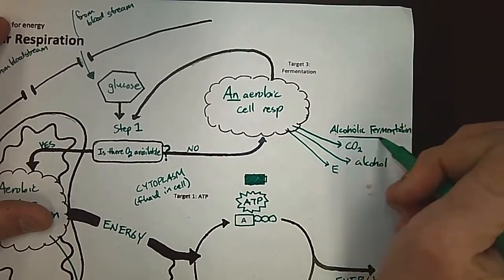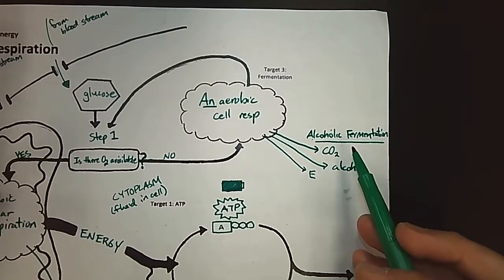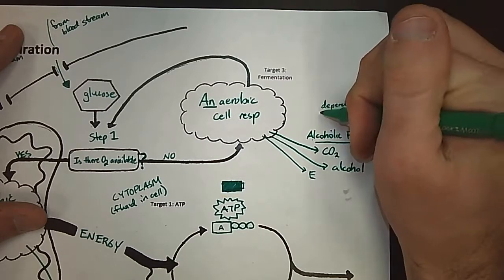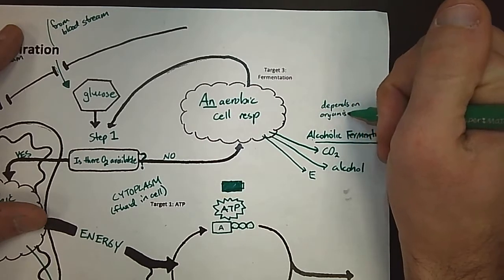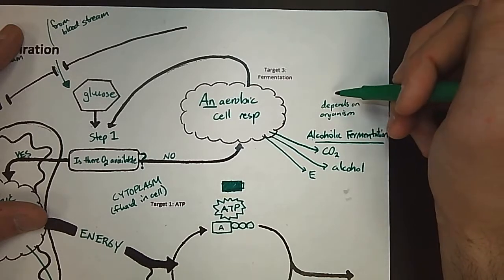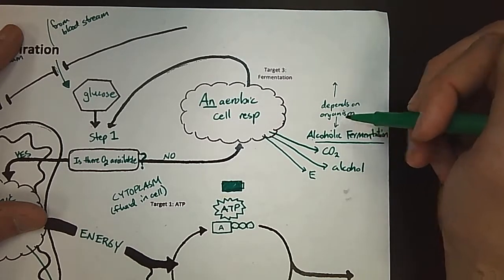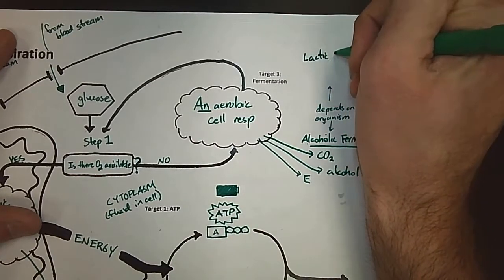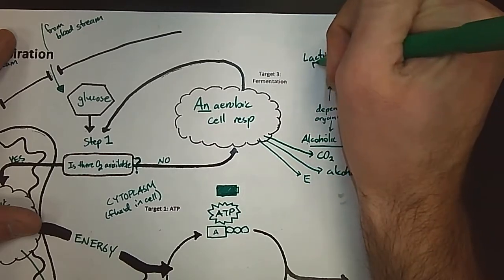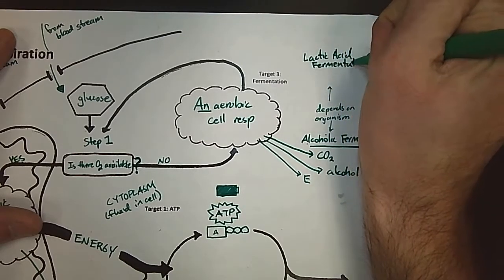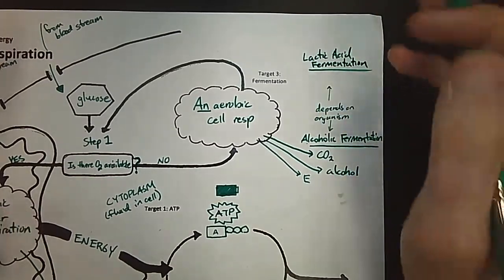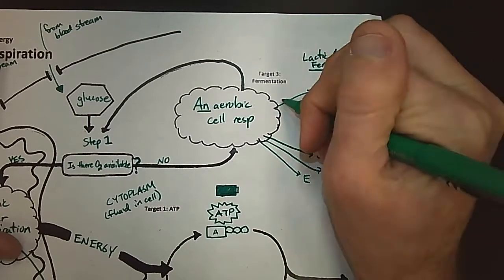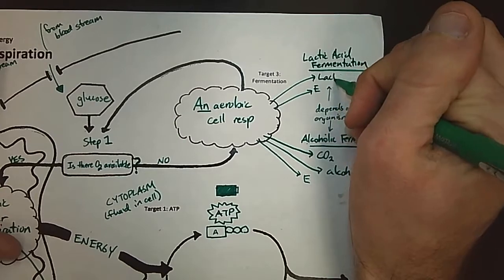Now there's another type of fermentation, and it just depends on the type of organism that you are. So we could almost just say it depends on the organism. So for instance, we are an organism that does the other type of fermentation. But a fungi might do alcoholic fermentation. So the other type is called lactic acid fermentation. And those products are going to be energy as well as lactic acid.